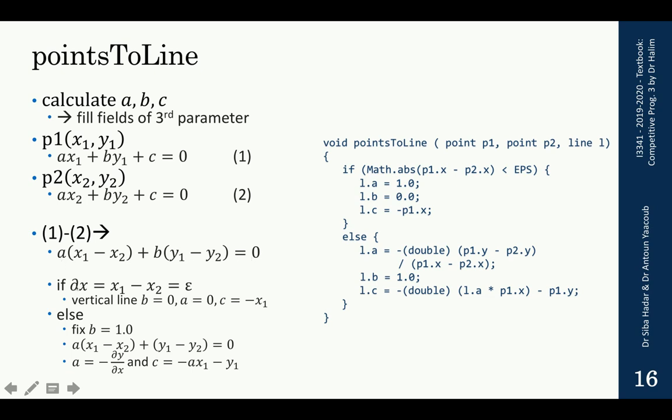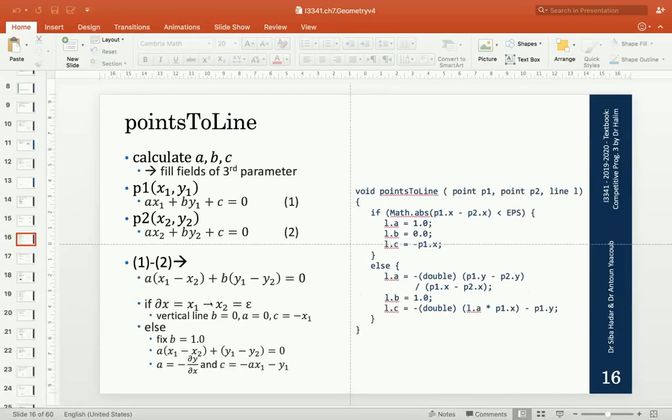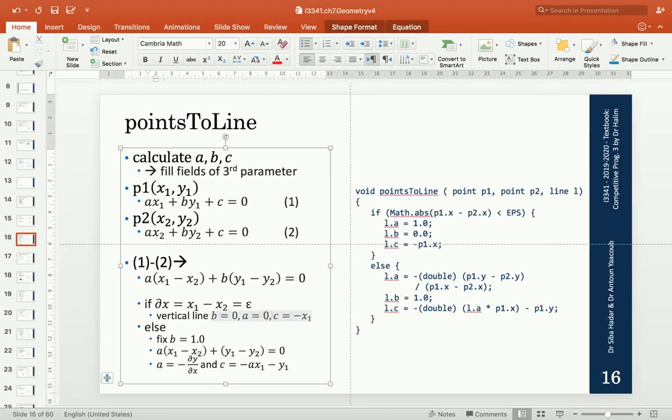We have two cases here we have to distinguish. In case of a vertical line, we will notice that the delta x is equal to 0. Here in floating point operation, it will be less than an epsilon value. In this case, we set a to 1, sorry, not a to 0, we set a to 1 and b to 0, and c, we replace the values, we will get c equals minus x1 or minus x2, which are the same thing.